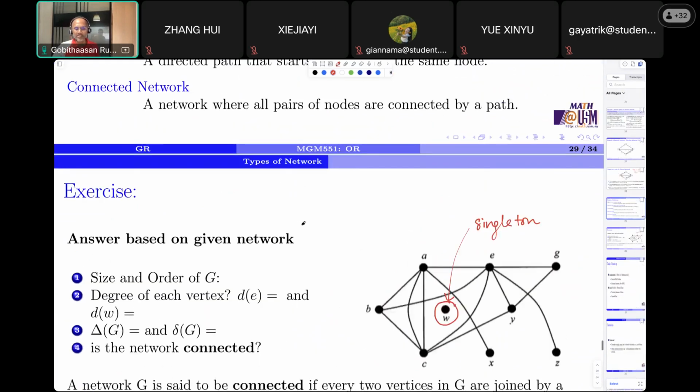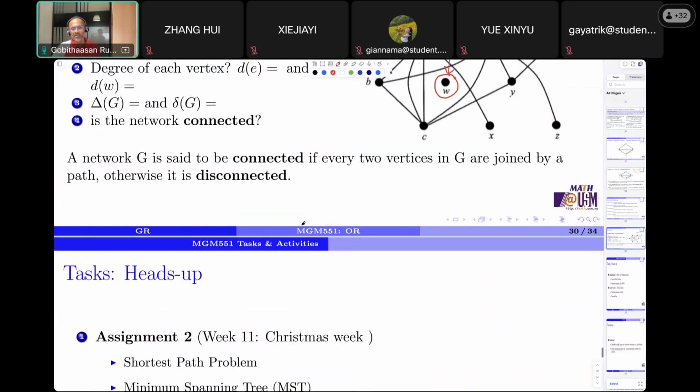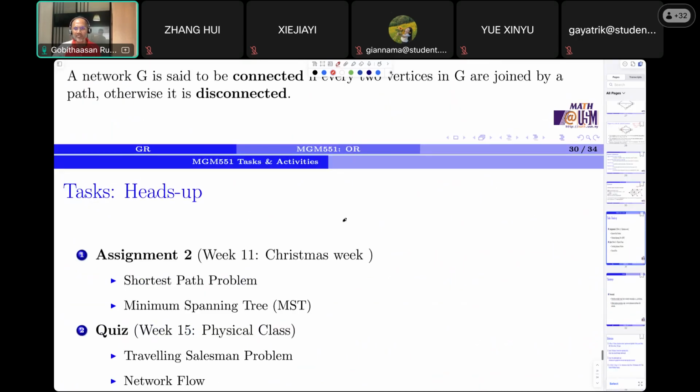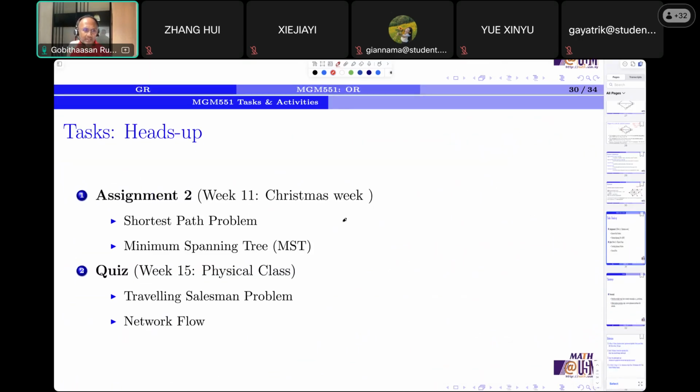All right, so I think that would be the end of our lecture today. So go back and try to do the simple exercise. And just to give you a heads up, remember there will be assignment 2. I will give assignment 2 in week 11. Currently I'm expecting to give a problem on the shortest path problem and also minimum spanning tree.